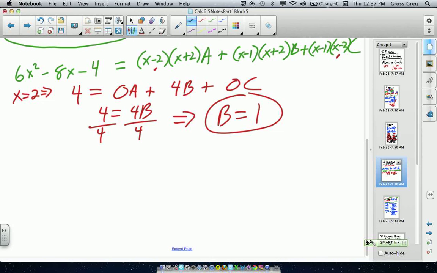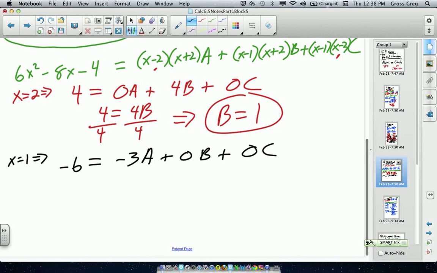Probably the next thing I'm going to plug in is x equals 1. So if x equals 1, then the left side is 6 minus 8 minus 4, which is negative 6. The right side, I'm going to get negative 1 times 3, so negative 3a, plus 0b plus 0c, because the 1 in here and in here makes it go away. So if I divide this by negative 3 and this by negative 3, I'm left with a equals positive 2.